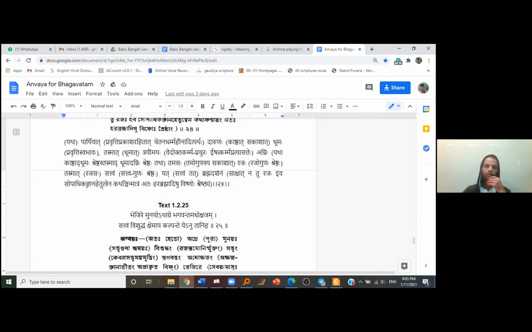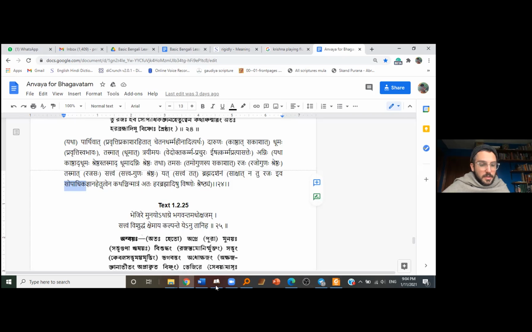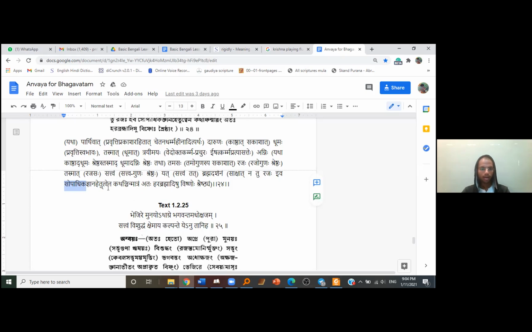I'll still check about this Sa Upadhika. Jnana Hetutvena is clear for me, but the Sa Upadhika point, you know. What you are saying is right. Like Sattva-guna causes jnana, and that's why it is better than Rajo and Tamo-guna.